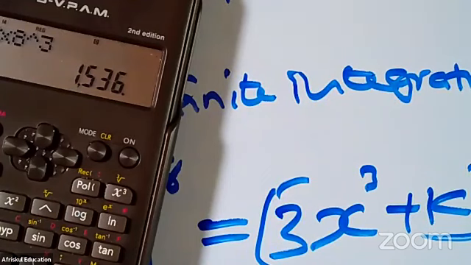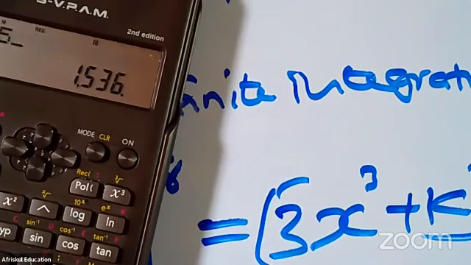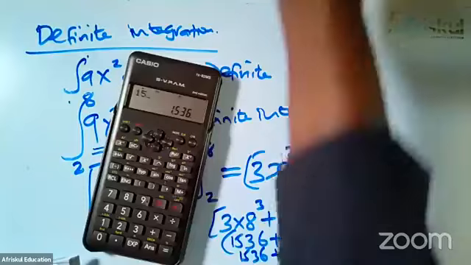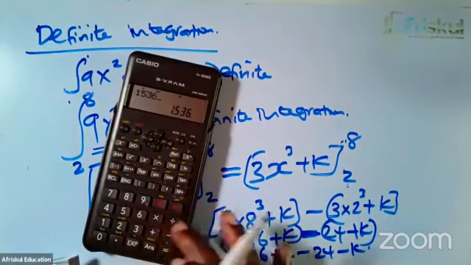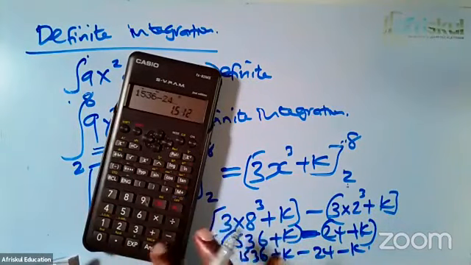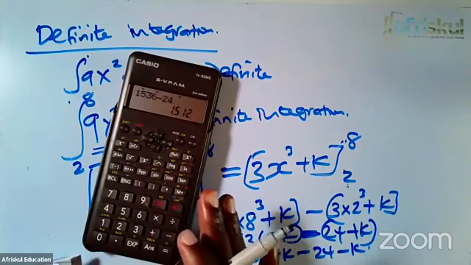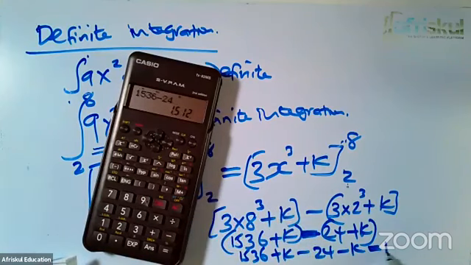8 times 3 is what here? 24 plus k. I mean, this is supposed to be negative. So when we open the bracket here, we'll get 1536 plus k minus 24 minus k. So then we'll talk of 1536 minus 24, like terms, which will give us 1512. And then what happens to this k?